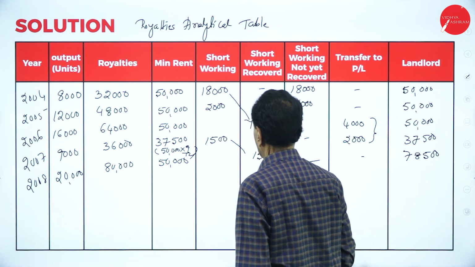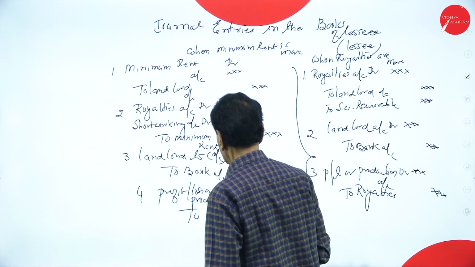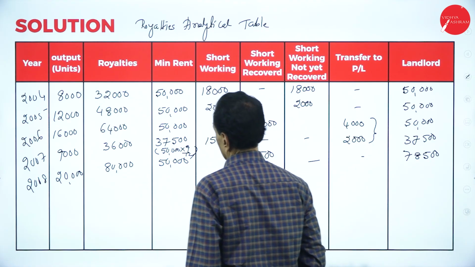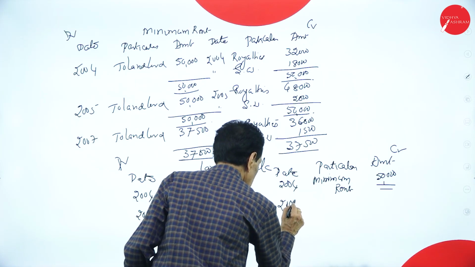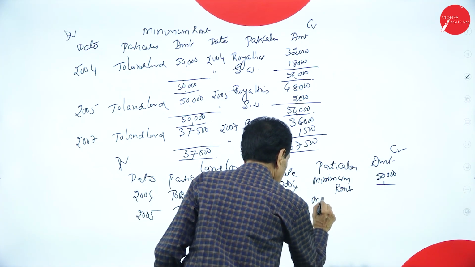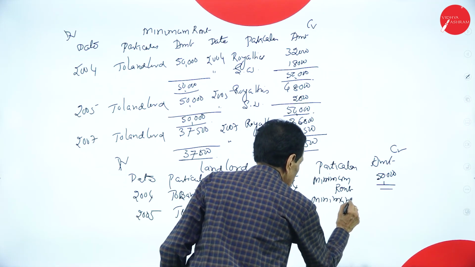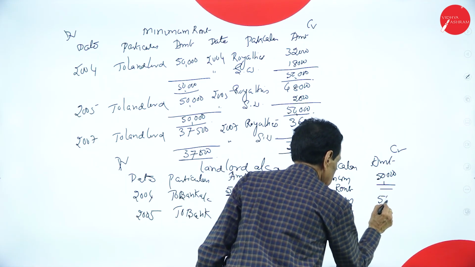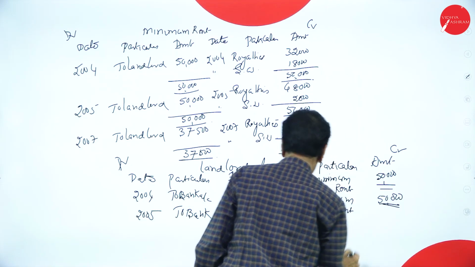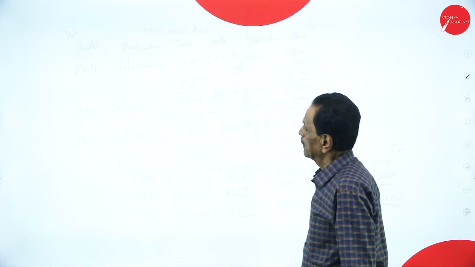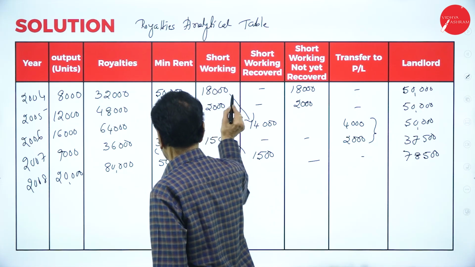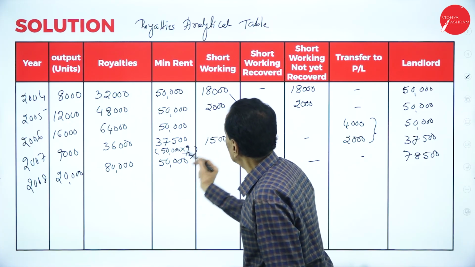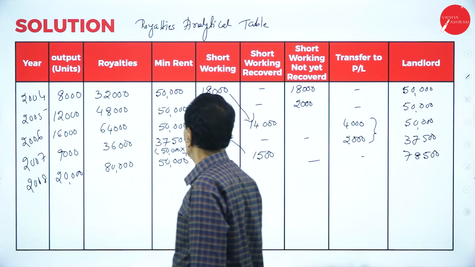What is 50,000? Second year, to bank account. What is that? Minimum rent. By minimum rent, 50,000. Second year over. Third year. First year more. Third year 64,000. Royalties are more. It won't come. Fourth year, once again, minimum rent is more.